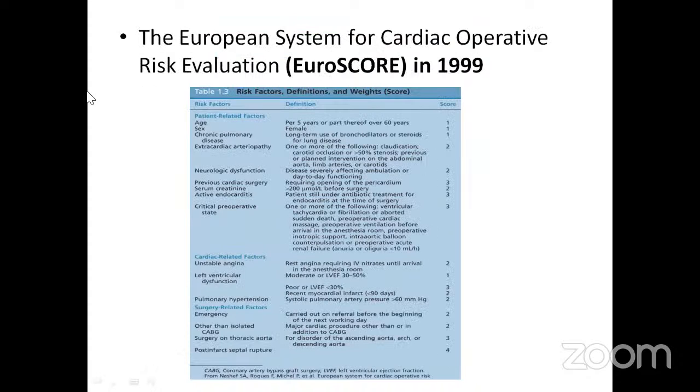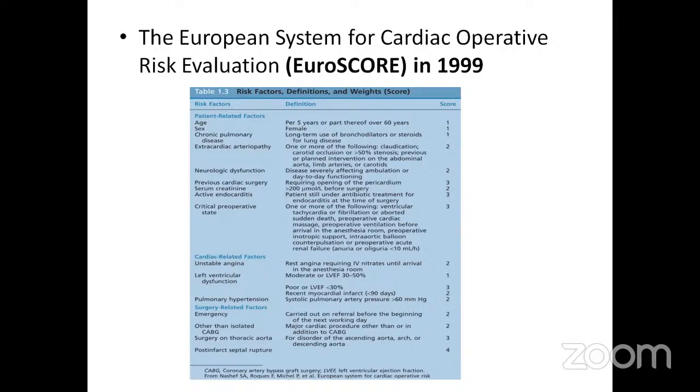The next scoring is the European score, the system of cardiac operative risk evaluation. EuroSCORE is the most famous scoring for patients taken for cardiac surgery. The EuroSCORE was first developed in 1999 with risk factors such as patient-related factors: age, sex, chronic pulmonary disease, extracardiac arteriopathy, neurological dysfunction, previous cardiac surgery, serum creatinine, active endocarditis, and critical preoperative state.